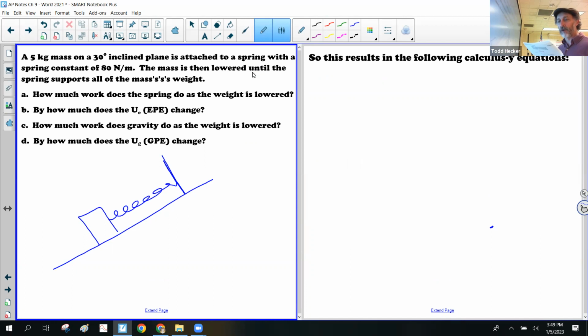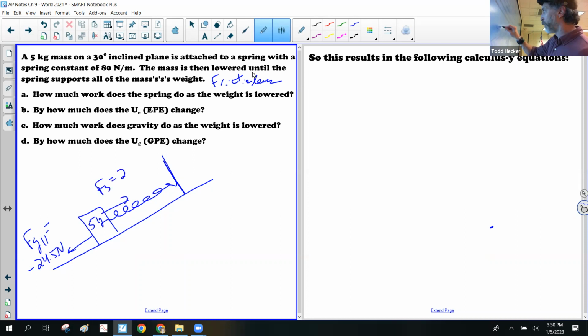Let's see, what else do we know? It doesn't explicitly state it. Let's assume that the inclined plane is frictionless. So this is a 5 kilogram block, and we're going to split it up into components. There's an FG perpendicular that I don't really care about because it's going to cancel out the normal force. We've got our FG parallel, which if you calculate it, turns out to be 24.5 newtons down the hill, which means that the force of the spring must also be 24.5 newtons, because it's supporting the weight.